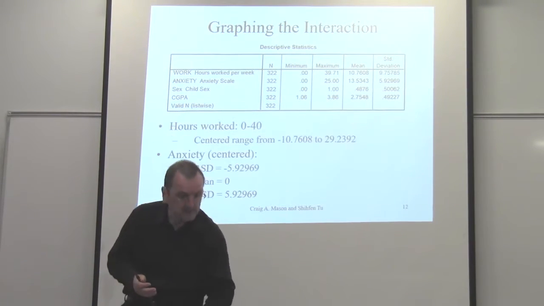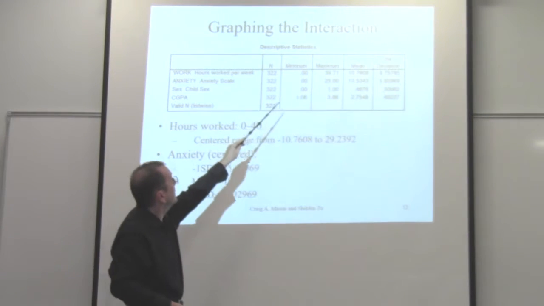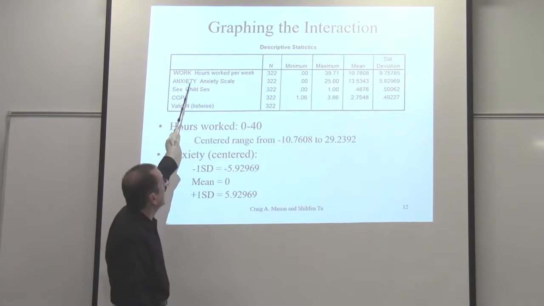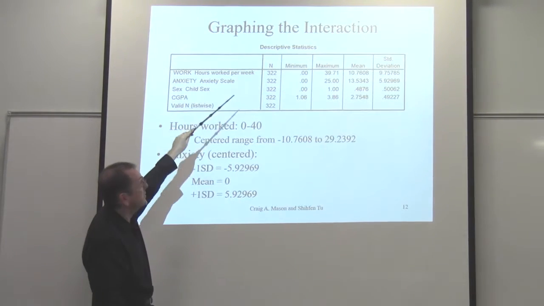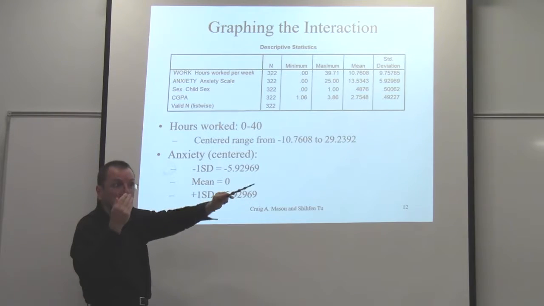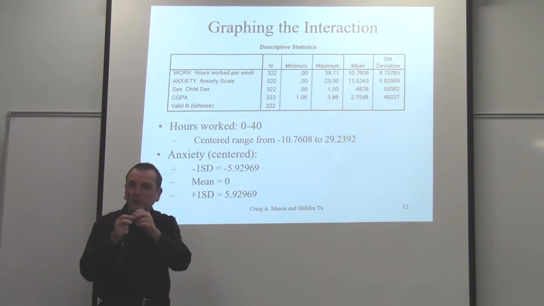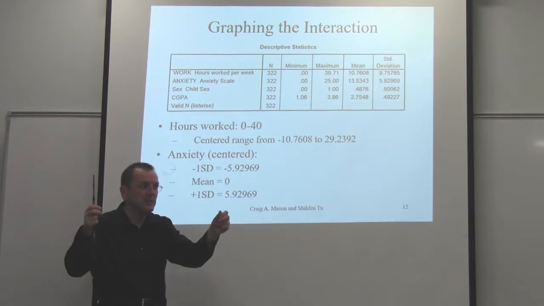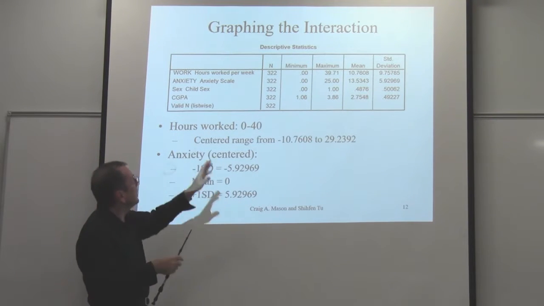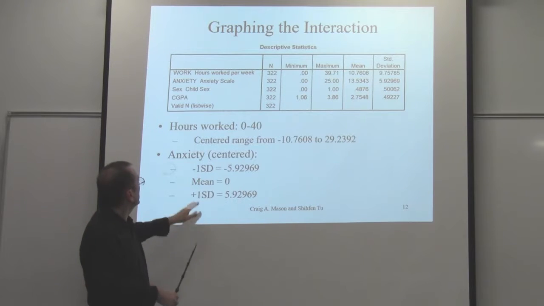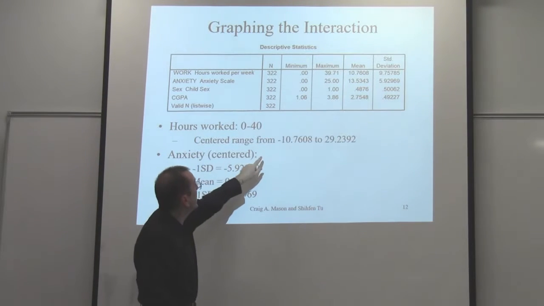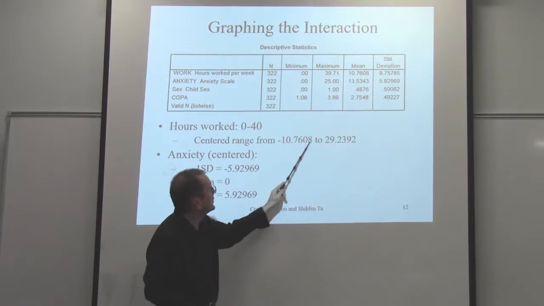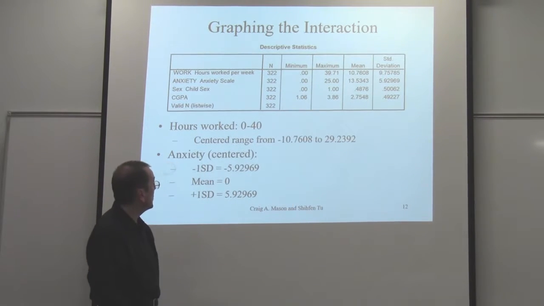So let's look at this. And so here's our scores. Now notice here I'm looking at the non-centered values just to get it, because it may be more intuitively easy to read 0 hours working a week than minus 12 hours working a week. But in this case, the hours worked was 0 to 40. The centered values were -10 to +29.